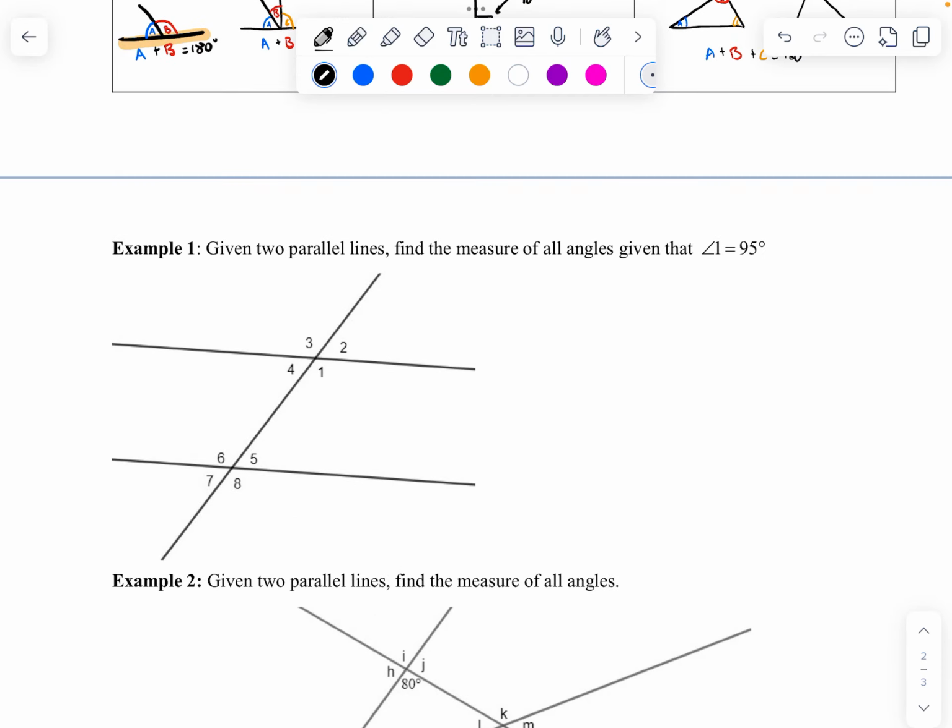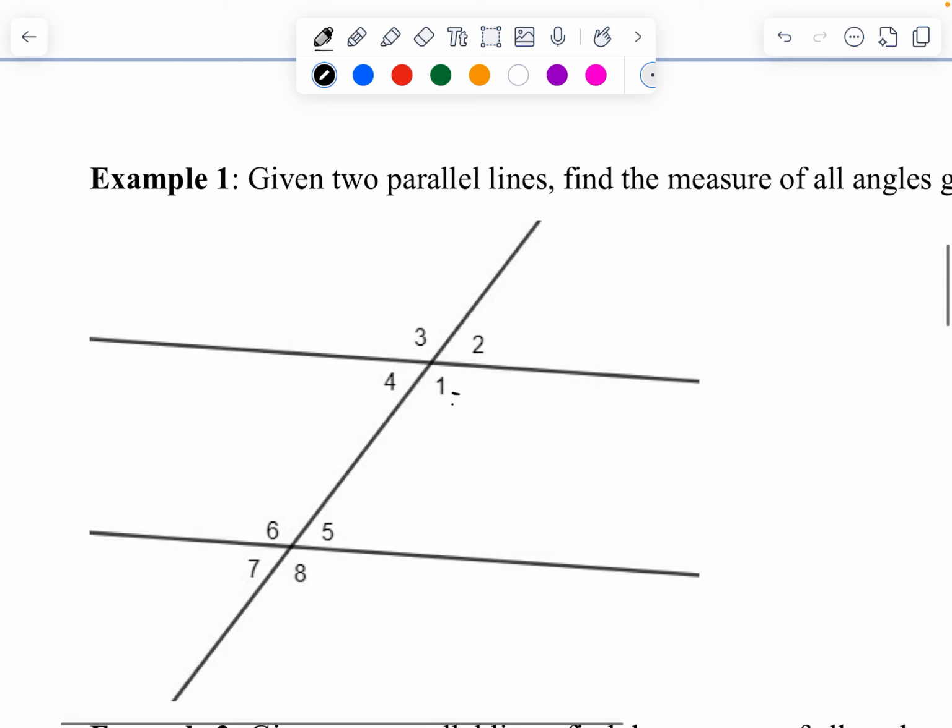So example 1, it says, given 2 parallel lines, find the measures of all of the angles given that our first angle is 95 degrees. There's a lot of different ways we can do this. All right, so for example, 1 and 3 are vertical angles, so that guarantees 3 is also 95 degrees. You could say, oh, 3 and 6 are corresponding angles. That would put 95 degrees in this corner. Or you could have also said that 1 and 6 are alternate interior angles and thus congruent as well.